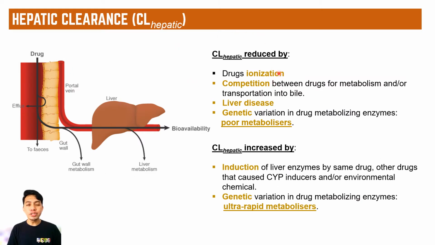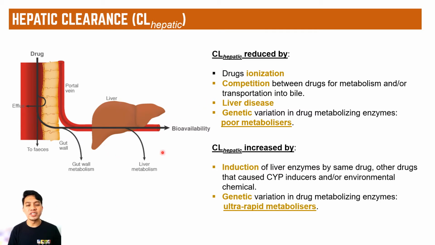Hepatic clearance can be reduced by drug ionization. The ionization of drugs can limit the penetration of drugs into the hepatocytes. These hepatocytes are important as a site of metabolism, so this will affect metabolism and prolong the duration of action of that particular drug. Besides that, hepatic clearance can also be reduced by drug interactions, which will be discussed next week. The competition between drugs for metabolism or for transportation into the bile can affect hepatic clearance.